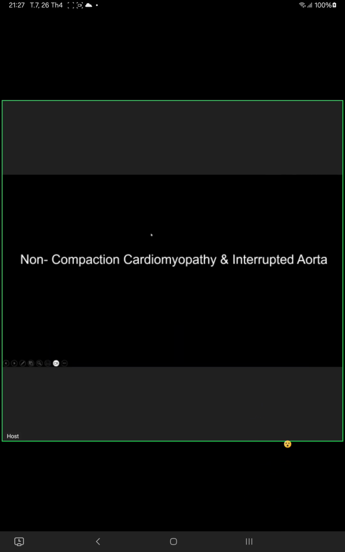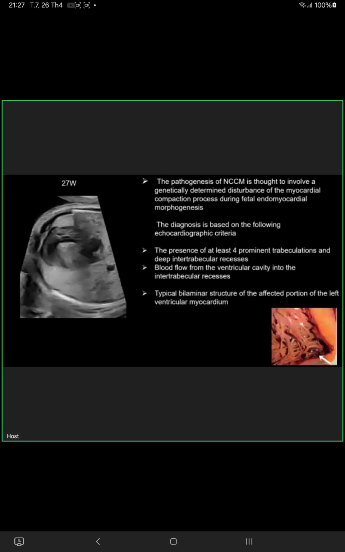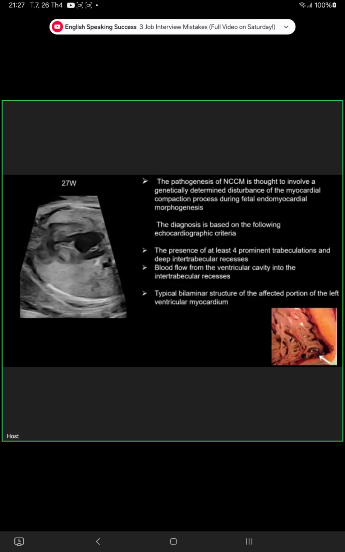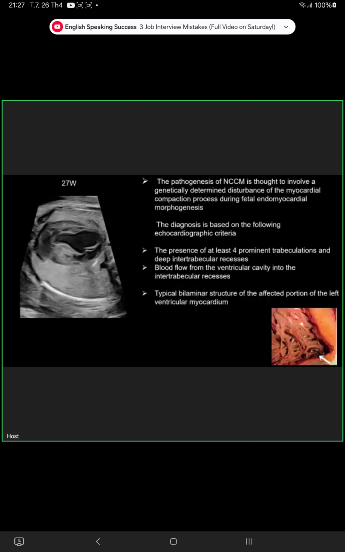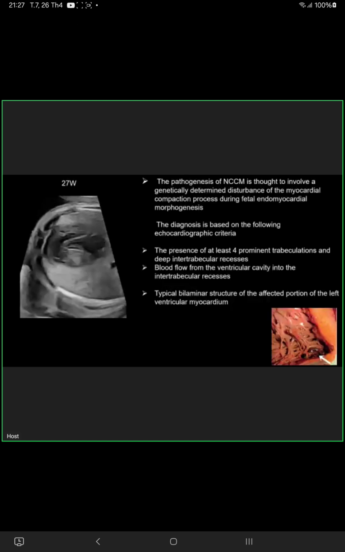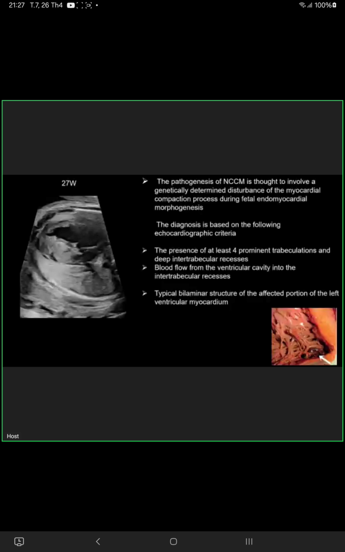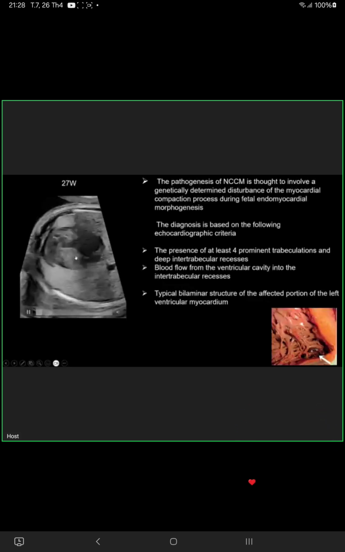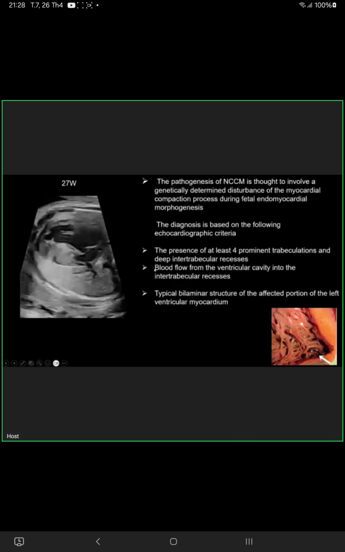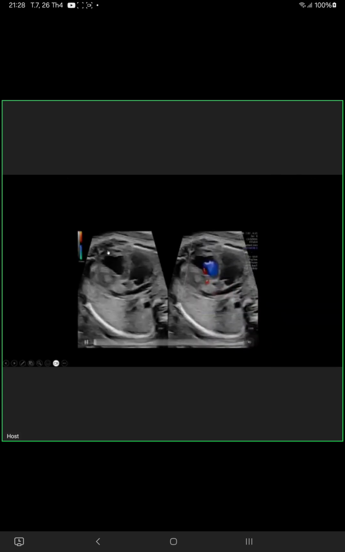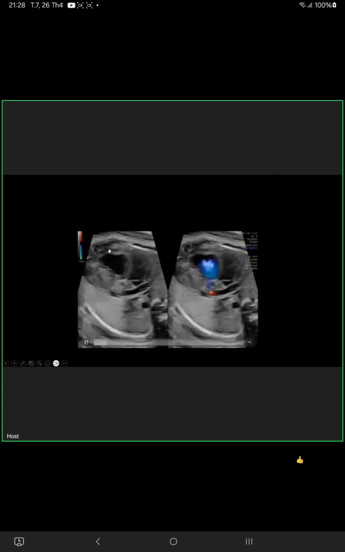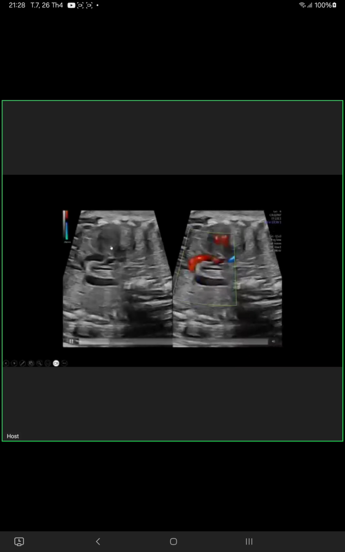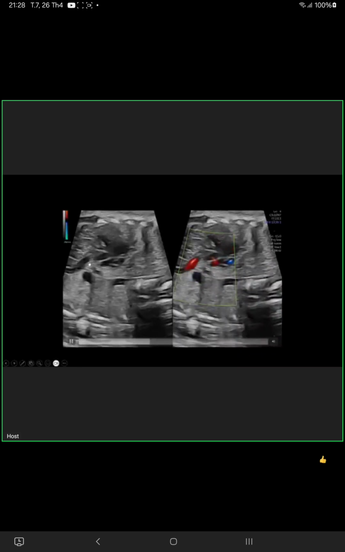Very rare case, non-compaction cardiomyopathy with interrupted aorta. The lady was referred the first time for examination during pregnancy. 27 weeks, absolutely absent left ventricle. And aorta was interrupted.